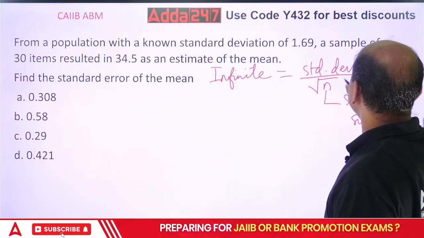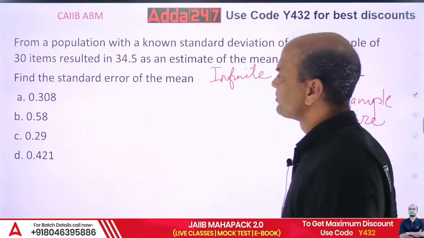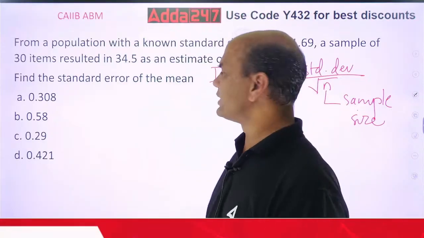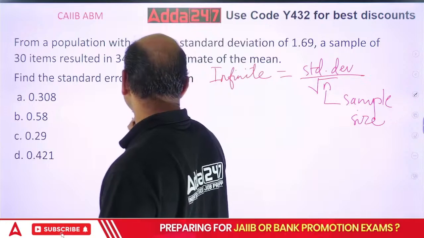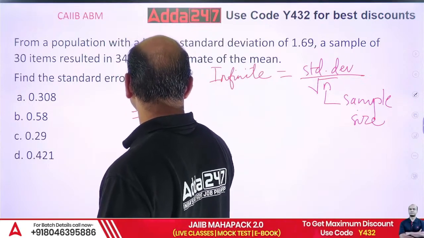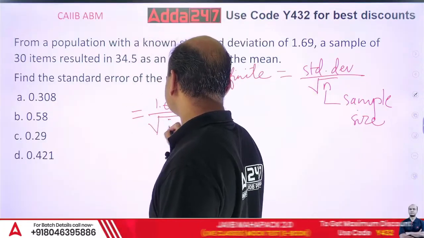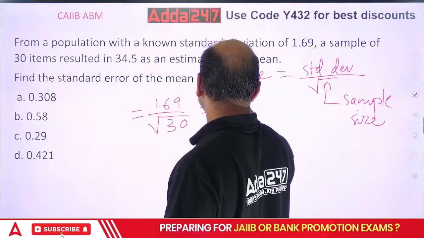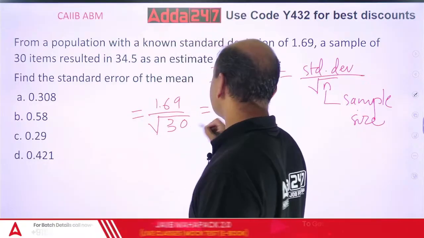Okay. And this is the standard deviation given. So now find the answer. 1.69. So that is equal to 1.69 upon root of, what is the population given? 30 items. 30. So find the answer. 1.69 upon square root of 30.